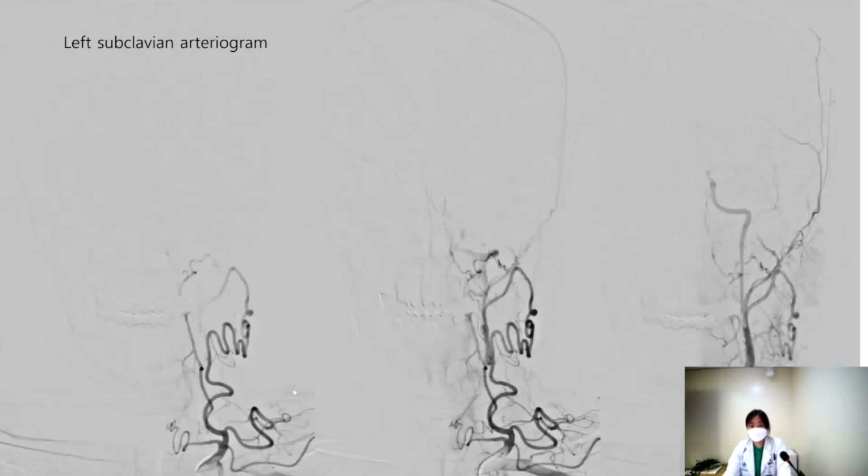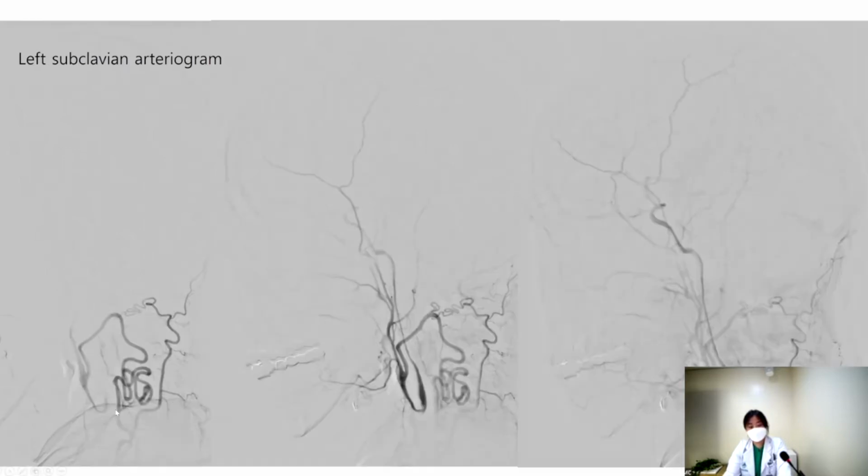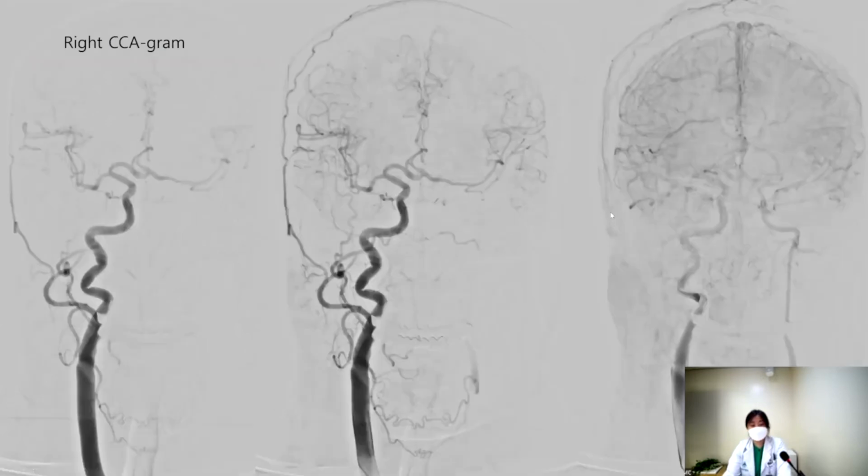And I did selective angiography in this thyrocervical trunk. And we can see in the delayed phase that the ICA segment is identified. Also, as I mentioned, the ascending cervical artery and deep cervical artery reconstitute the ECA and ICA. Also, she had very good Willisian collateral. The right CCA-gram shows that the ACOM is very patent with good supply to the ACA and MCA territories.